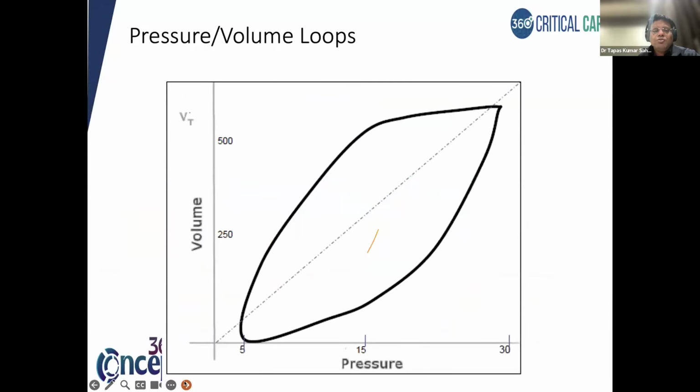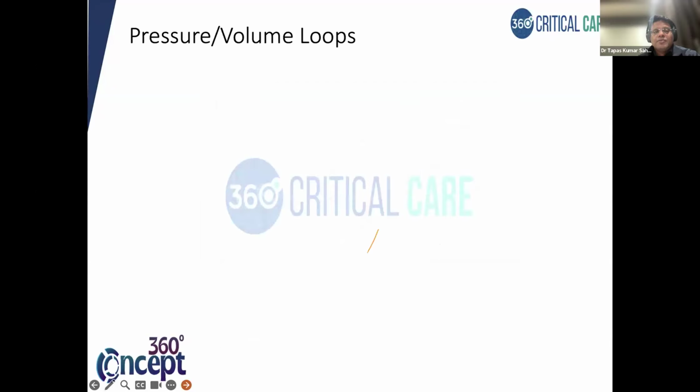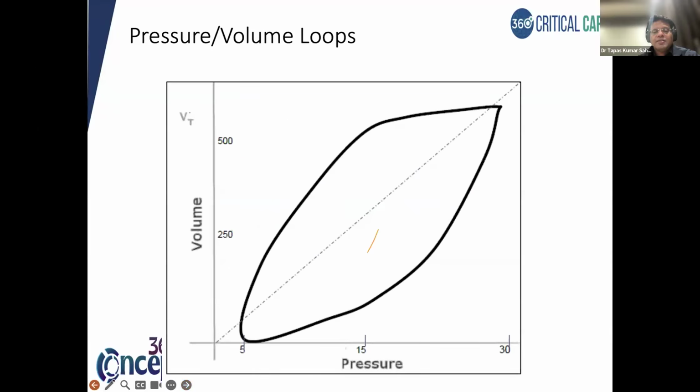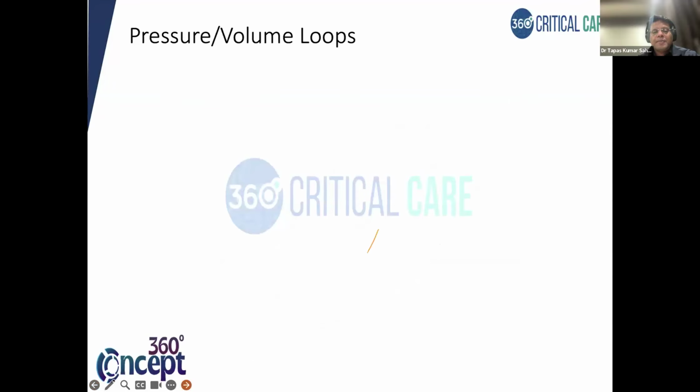Clear? Now, coming to the loops, the first loop is the pressure volume loop. I have shown you the diagram of the pressure volume loop. The examiner may expect you to draw it in your exam. So just remember volume and pressure. Volume would be on the y-axis and pressure would be on the x-axis, and it would be like this. The inspiratory curve is upward, the expiratory curve is downward. I have already told you. Clear? Inspiratory, expiratory. Okay.